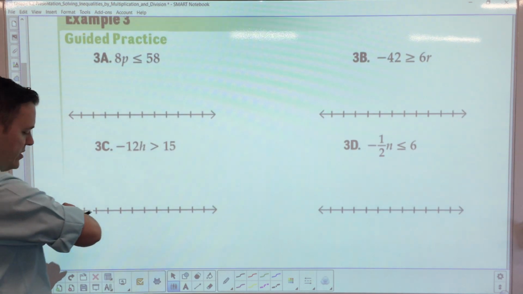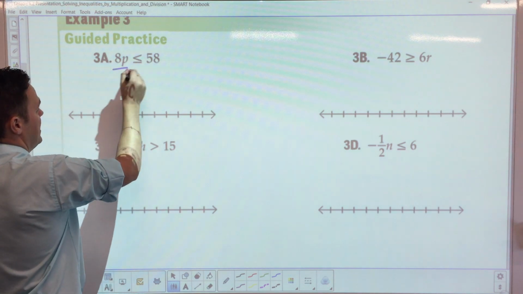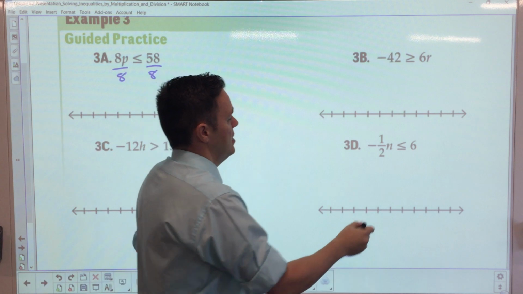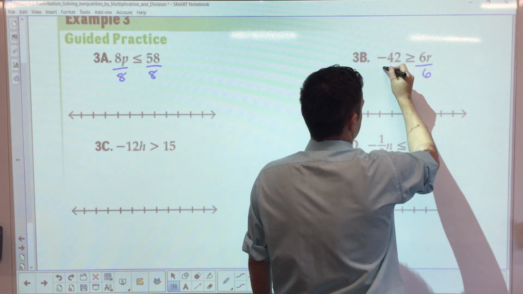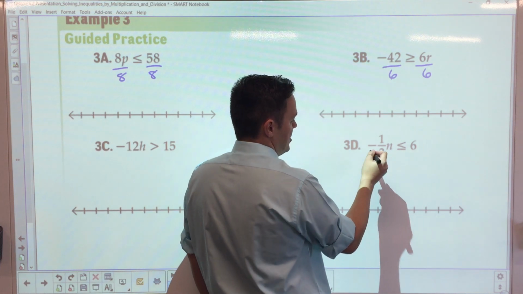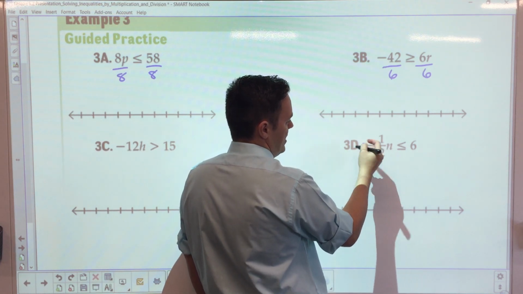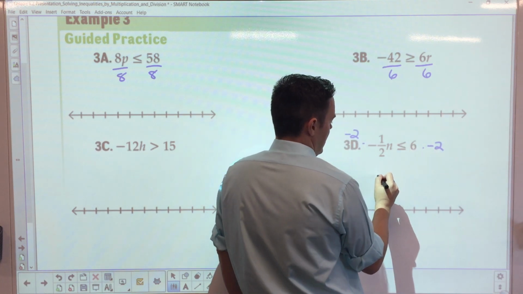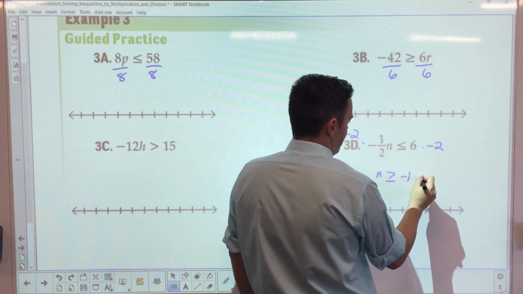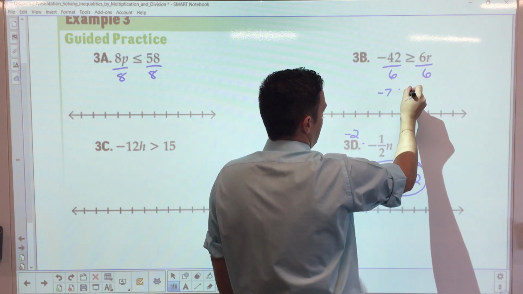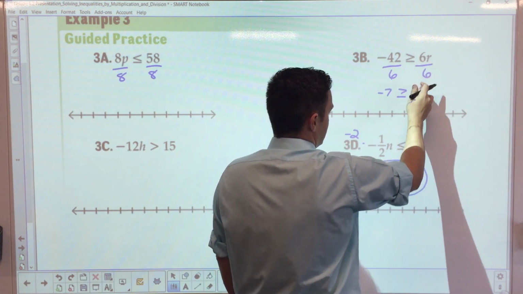All right, when you do this, make sure you divide by, this is a positive number, so we're not switching the sign. This is dividing by a positive number, so you're not switching the sign. This is going to be actually multiplying by a negative 2. So that would be, and switch the sign, negative 12. Okay, this one here would be negative 7. Same thing because you don't switch the sign.